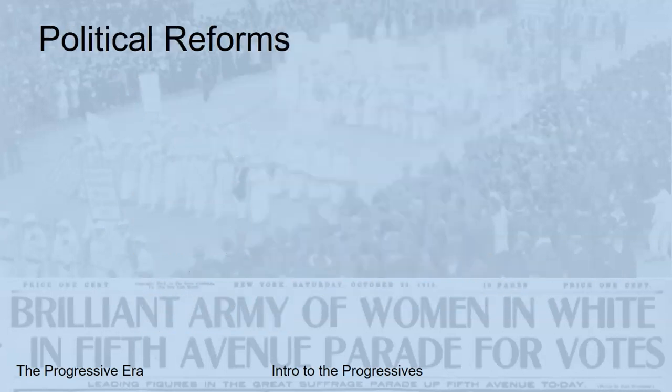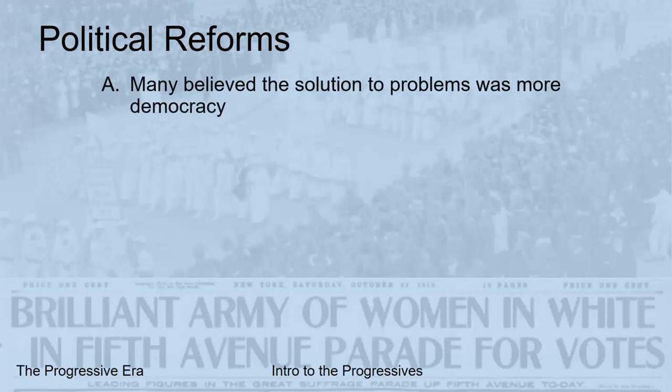All right, let's get into some of the actual reforms. We're going to do political, social, and economic. So some of the political reforms: a lot of progressive beliefs were that problems could be solved through just the use of more democracy, getting more people involved in the vote, getting more people involved in the decision-making process, whatever that's going to look like. And so one of the first things the progressives wanted to see changed was the way elections functioned. So they're going to introduce a number of electoral reforms.